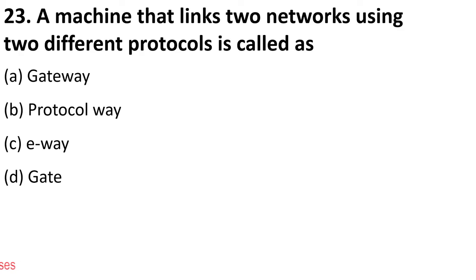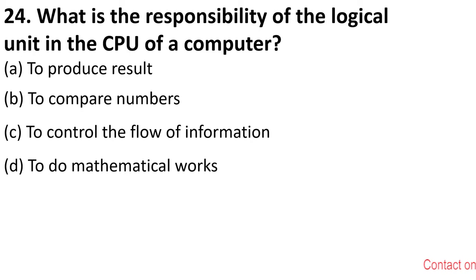Next is a machine that links two networks using two different protocols. So this question is really important. The task is accomplished when you want to connect a machine that is linked to two different networks. So that task is performed by a gateway. Is the right answer.